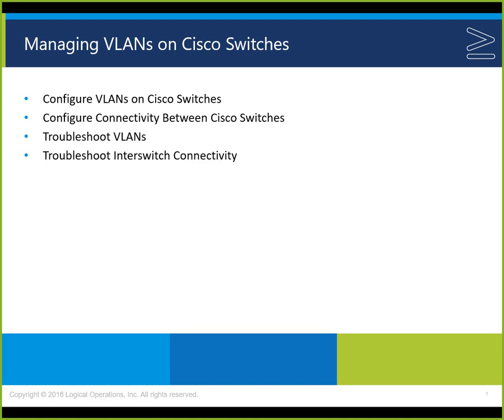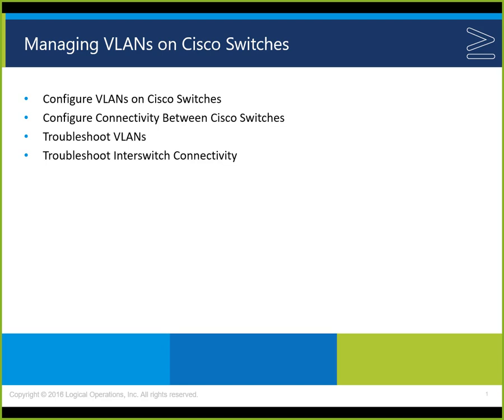So the major topics of this one: configure VLANs on Cisco switches, and they're not really that difficult to configure. Just go into the config and VLAN, whatever number we want it to be. Configure connectivity between Cisco switches, and we're going to be talking about trunk ports, which we talked about the last time. Troubleshoot VLANs. Typically, the troubleshoot VLANs is we've got the device on the wrong VLAN.